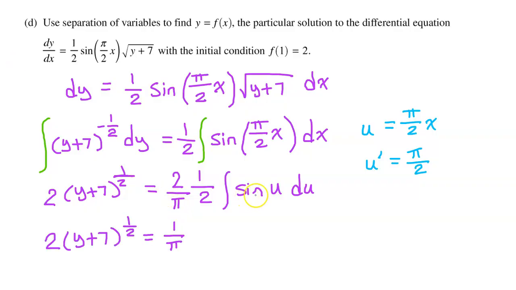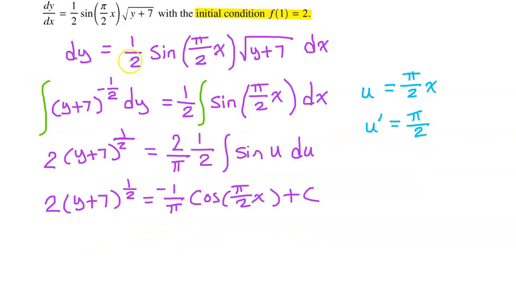The antiderivative of sine is negative cosine. I'm going to put the negative right here, and then we have the cosine of u, which is pi over 2 x, plus c. We can use the initial condition f of 1 equals 2 to find the value of c. Basically, when x is 1, y is 2.